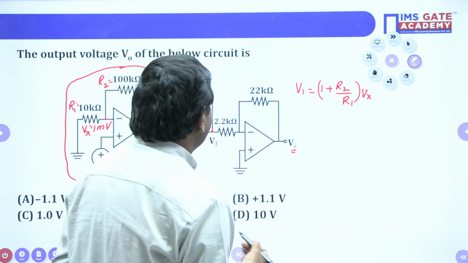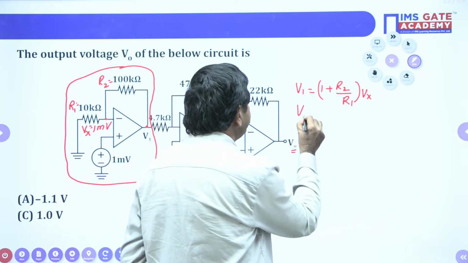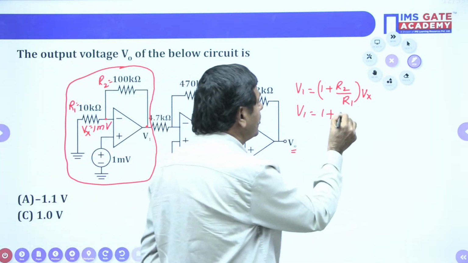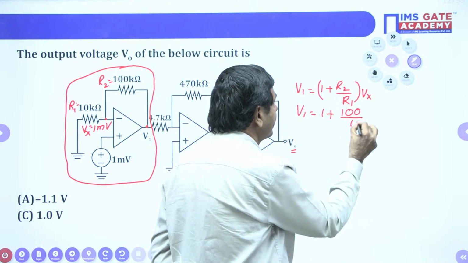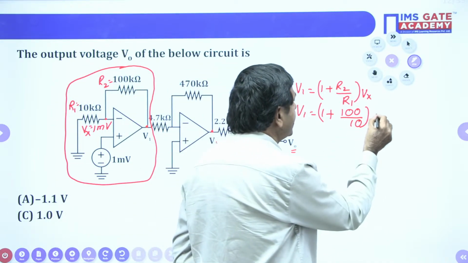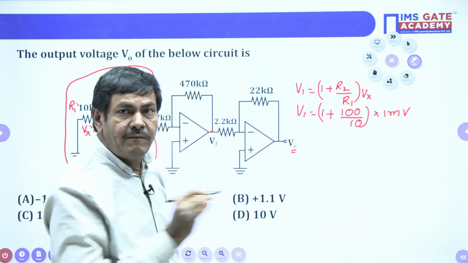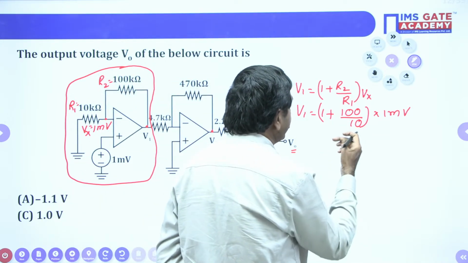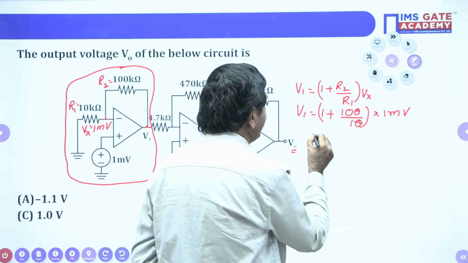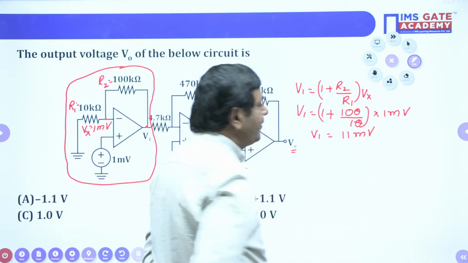Understand. V1 equals 1 plus R2 by R1 into Vx, no doubt. So I can write V1 is nothing but 1 plus R2 by R1, 100 by 10, kilo cancels, 100 by 10. Vx is nothing but, how much Vx do we have? 1 millivolt. In the calculation, the zeros cancel, and 10 by 1, 10 plus 1, we get 11. V1 is nothing but 11 millivolts.